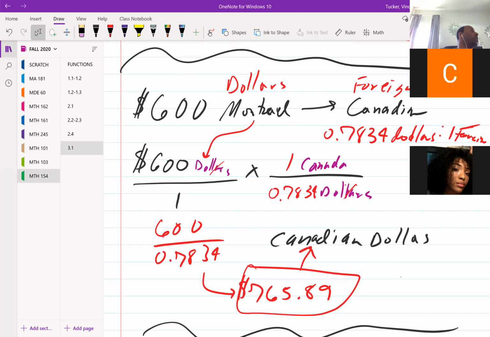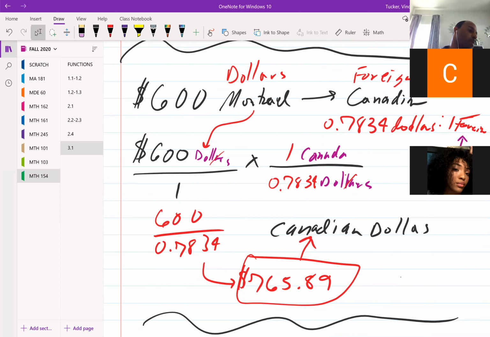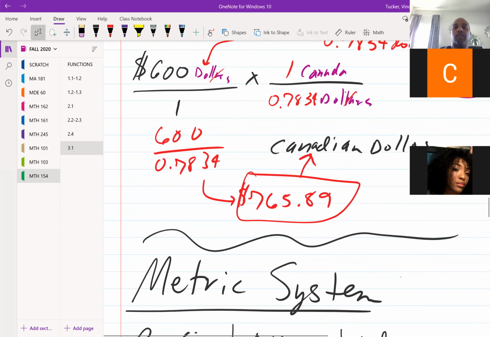All right. Questions, make sure we're okay. So, like I said, going back to the chart, when you come into the chart, the money you have is considered the dollars, and whichever one you change it to is the foreign. Any questions? All right.